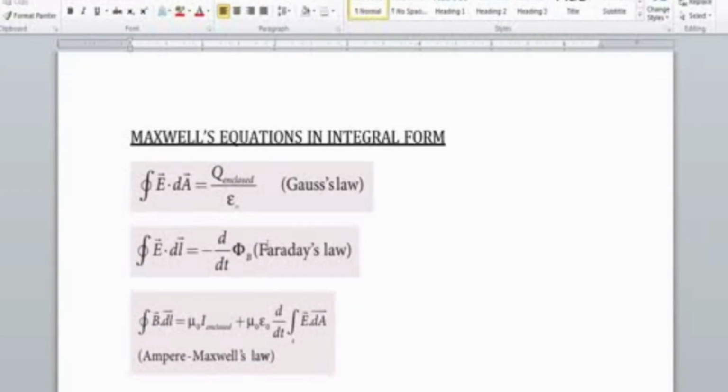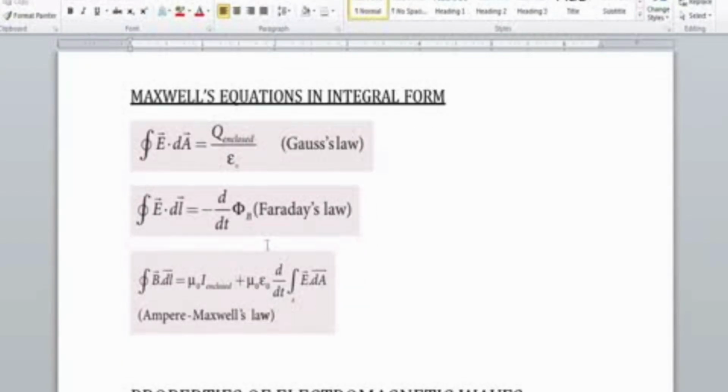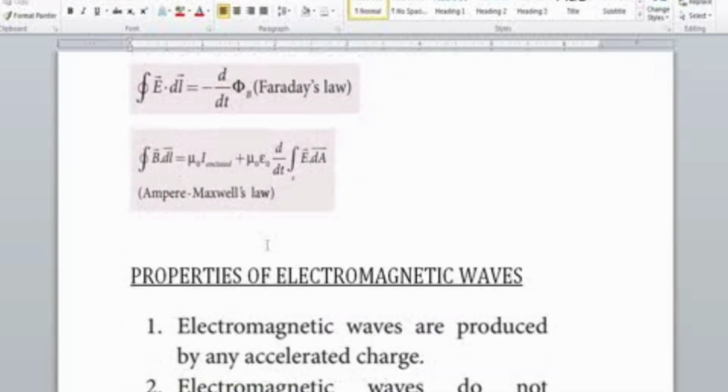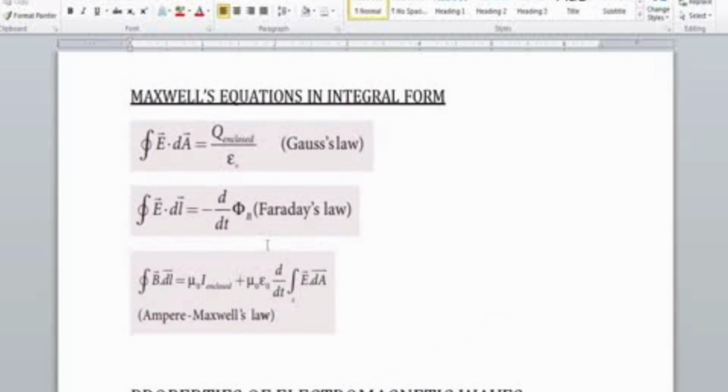Equations in integral form. These are all the derivations of different equations. See how the Maxwell integral form is analogous to Newton's equations of mechanics. Newton's mechanics we studied in 11th standard.